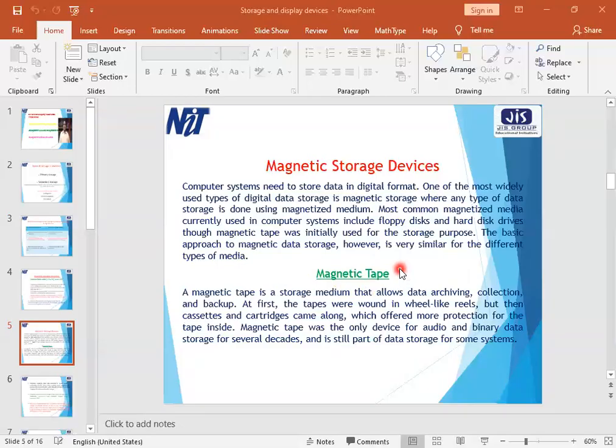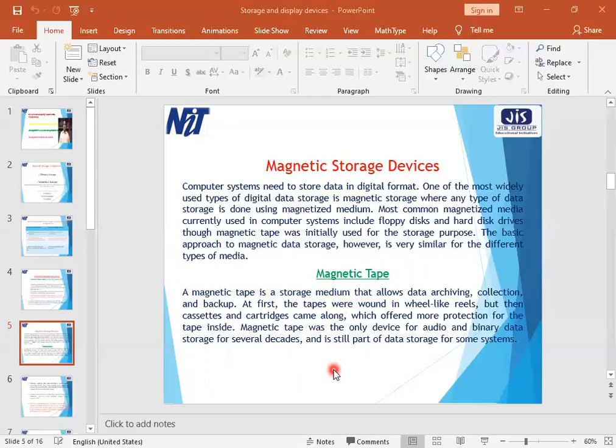Later on, these reels were covered with plastic covers called cassettes. So cassettes were used, but the inside was a reel. Actually, what was this reel? It's a magnetic tape. Magnetic tape is a storage medium that allows data archiving, collection, and backup.